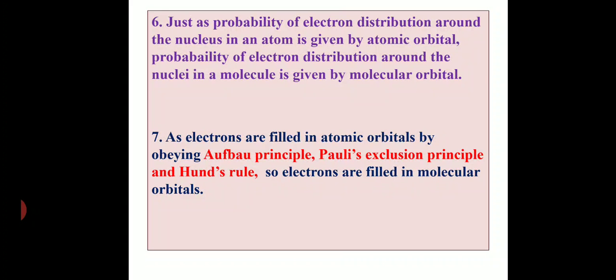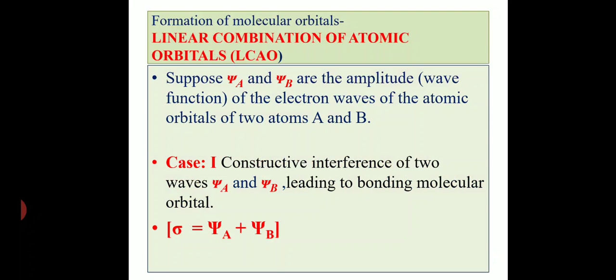Next, the filling of electrons in atomic orbitals takes place by obeying the Aufbau principle, Pauli's exclusion principle, and Hund's rule. In the same manner, the electrons are filled in molecular orbitals also. That means molecular orbitals obey all these three rules: the Aufbau principle, Pauli's exclusion principle, and Hund's rule. I hope you are aware of it, right?